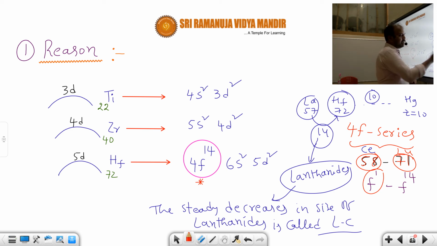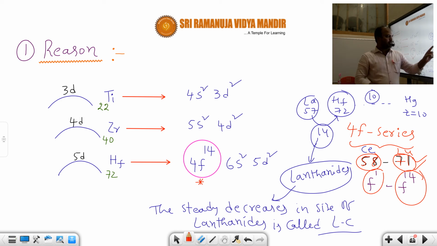Cerium, atomic number 58, the last electron enters into the 4f orbital, 4f1. After cerium, praseodymium 4f2, neodymium 4f3, up to lutetium 71, the f subshell is completely filled. F14 will be there. Lutetium atomic number how much, Nana? 71. So in cerium, the f subshell is filled with 1 electron. In lutetium, the f subshell is filled with 14 electrons. When lutetium, atomic number 71, the f subshell is completely filled.